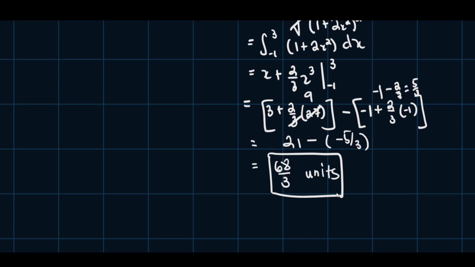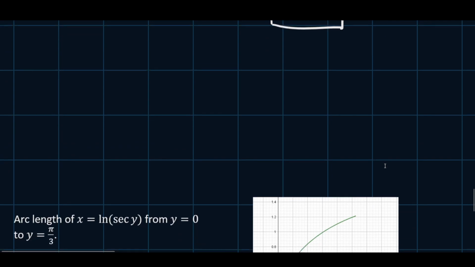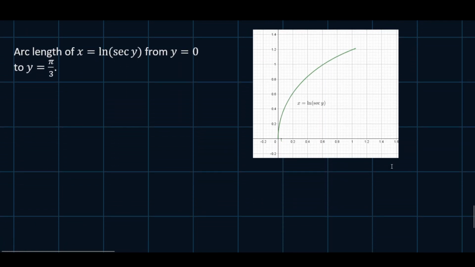Okay, now for the last example here in getting the arc length, ang i-consider naman natin is yung isang curve na hindi function yung equation. Okay, let's say we want to find the arc length of x equals ln secant y from y equals 0 to y equals pi over 3. Now, if you graph the entire thing, makikita nyo na hindi siya function. Pero kinuha ko na lang yung section sa graph kung saan yun yung kukuhanan natin ng arc length. Okay?